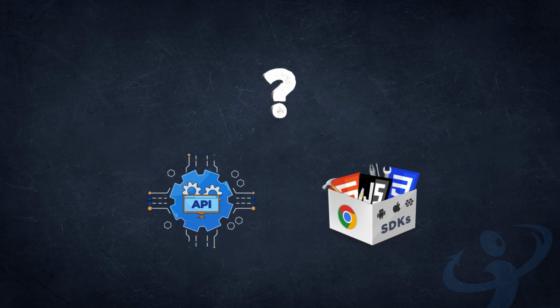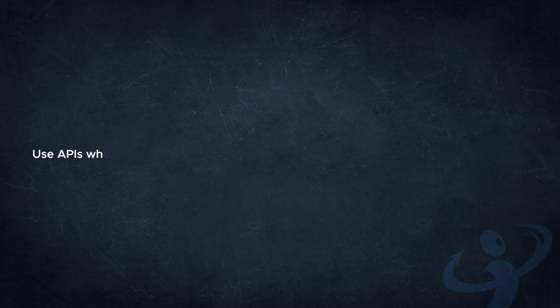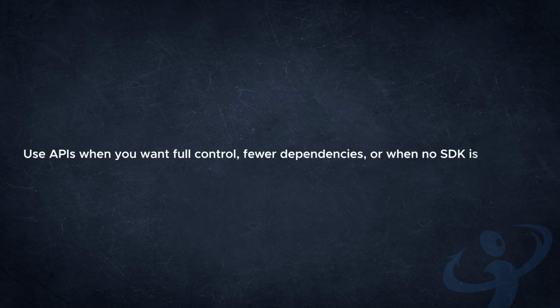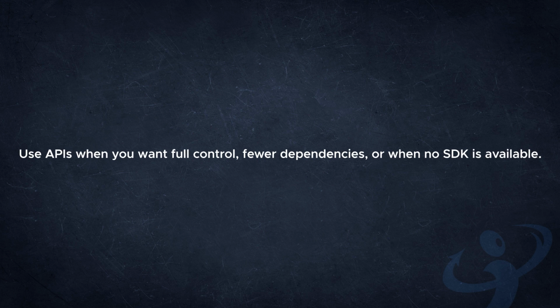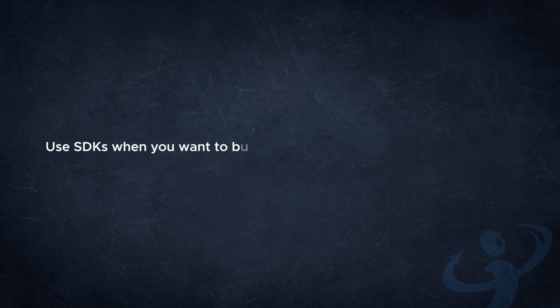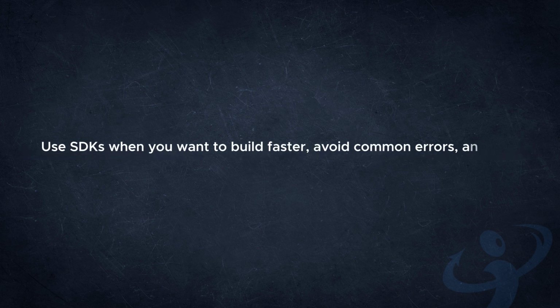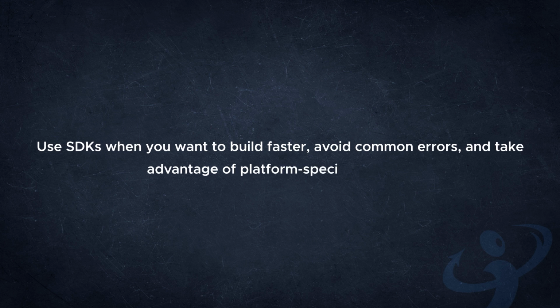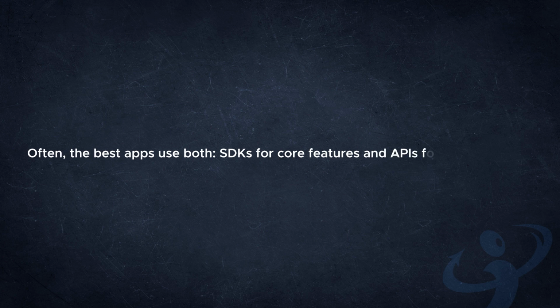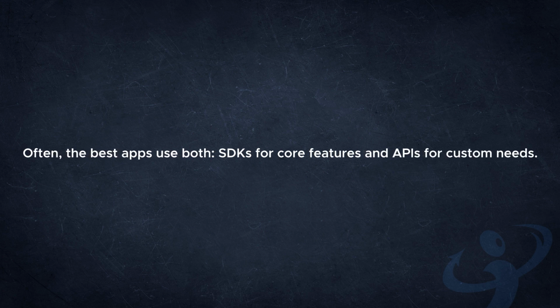So when should you choose between an API and an SDK? Use APIs when you want full control, fewer dependencies, or when no SDK is available. Use SDKs when you want to build faster, avoid common errors, and take advantage of platform-specific features. Often, the best apps use both, SDKs for core features and APIs for custom needs.